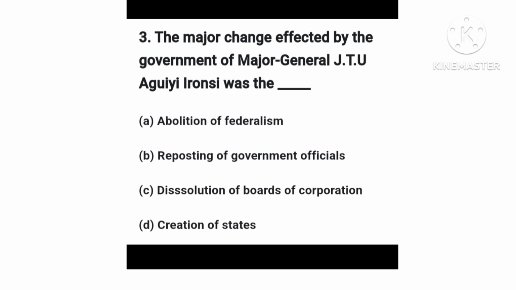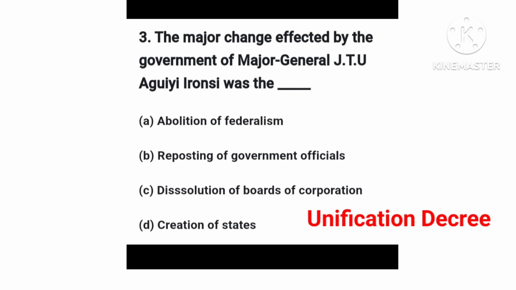Ironsi, who later became the first military head of state in Nigeria, later abolished the federal system of government, or federation, through a law called Unification Decree number 34. So the major change effected by his regime, that is the regime of JTU Ironsi, was the abolition of federation in Nigeria. Option A is the answer.